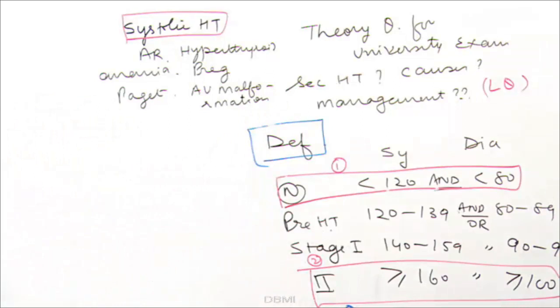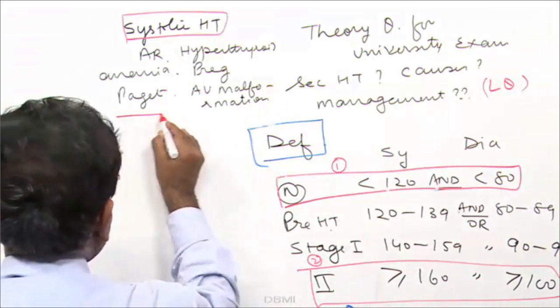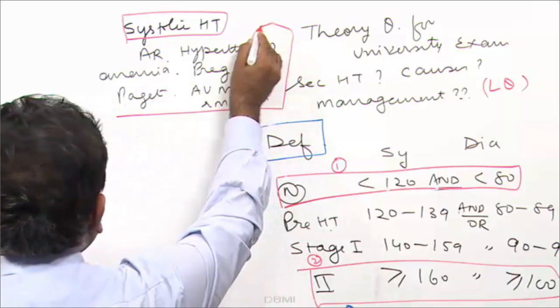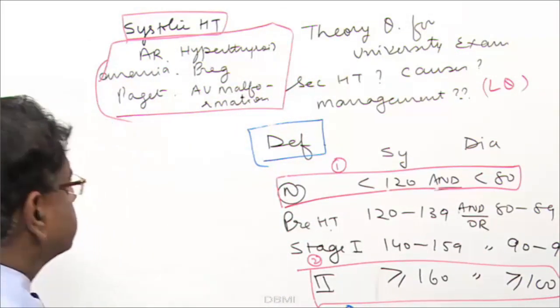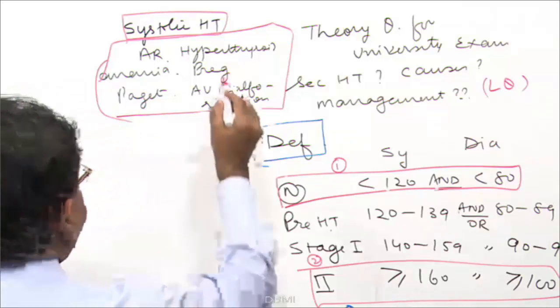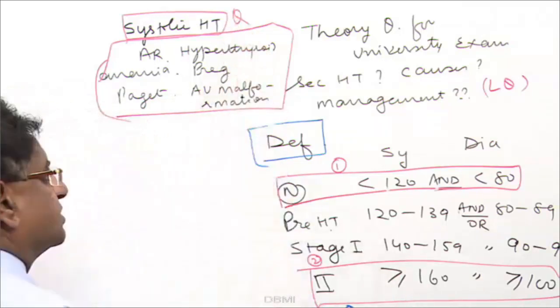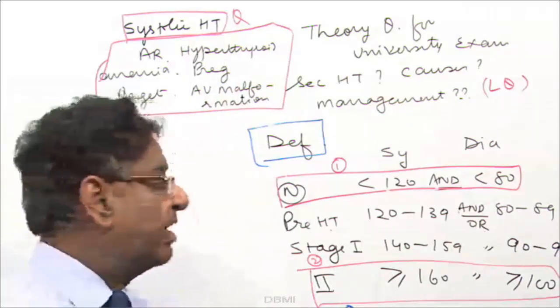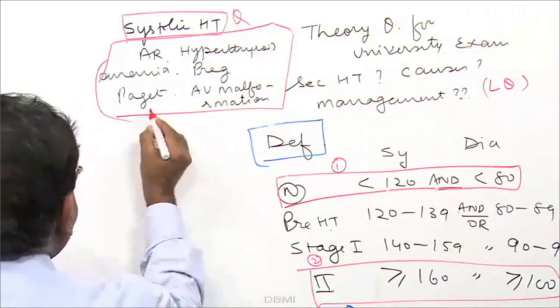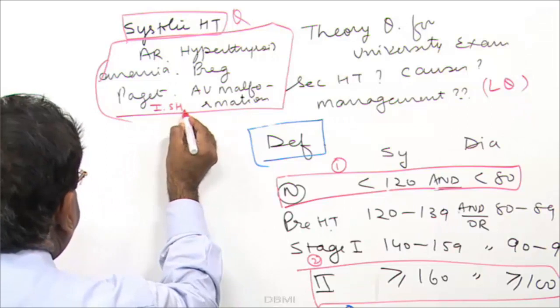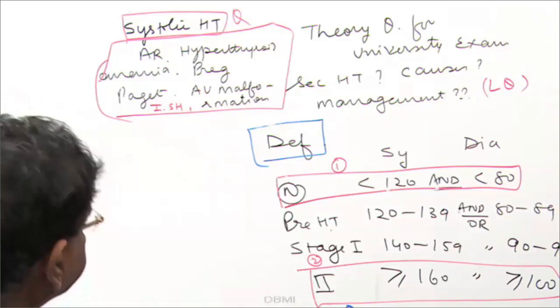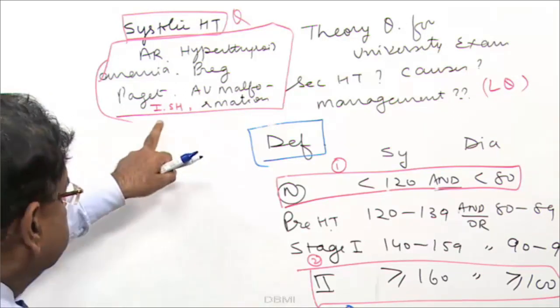Okay, this is the next box. AV malformation. Systolic hypertension is seen in there. These are some of the causes. It's a very frequently asked question in your PG entrance exam, the systolic BP. And one more thing is isolated systolic hypertension, ISH. I'll talk about it separately.